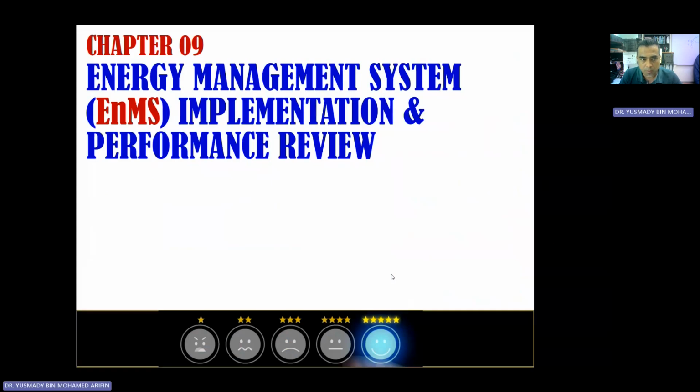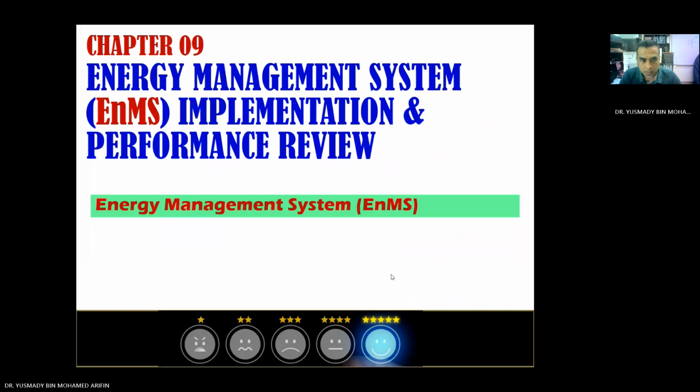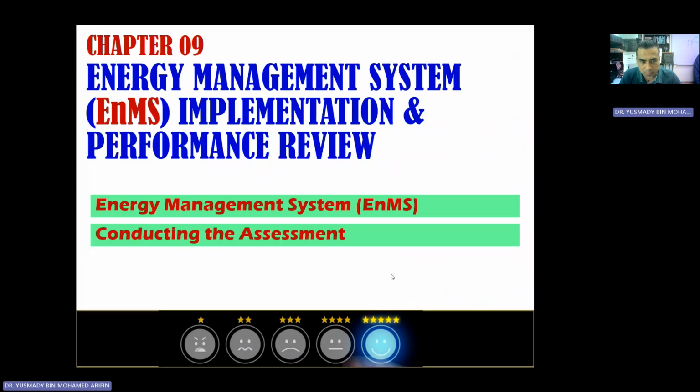In terms of subtopic, we only have two main subtopics. First, we discuss the energy management system, ENMS, and the last one we discuss conducting the assessment. Most of the content for chapter number 9 will involve the assessment of the energy management.